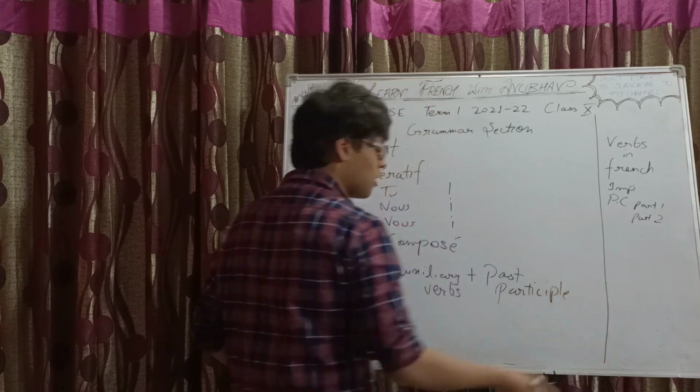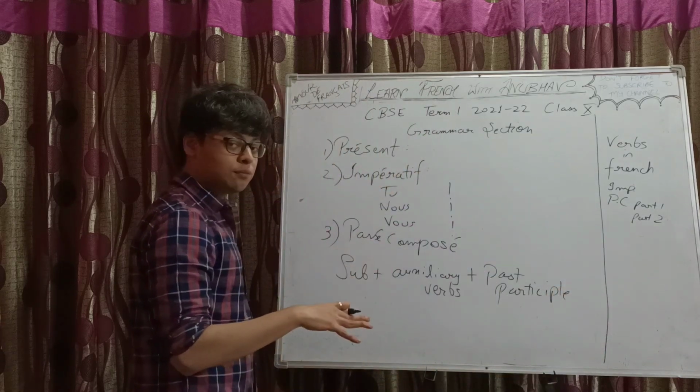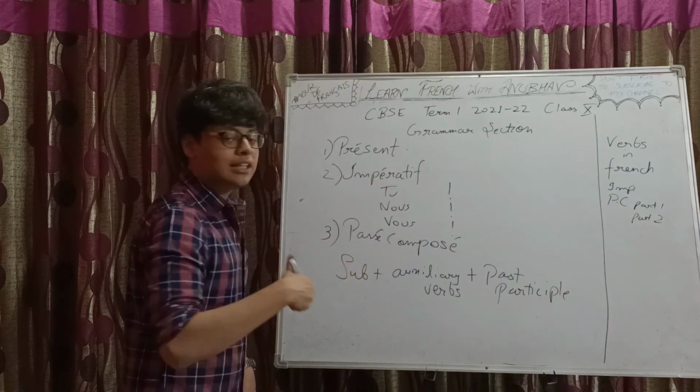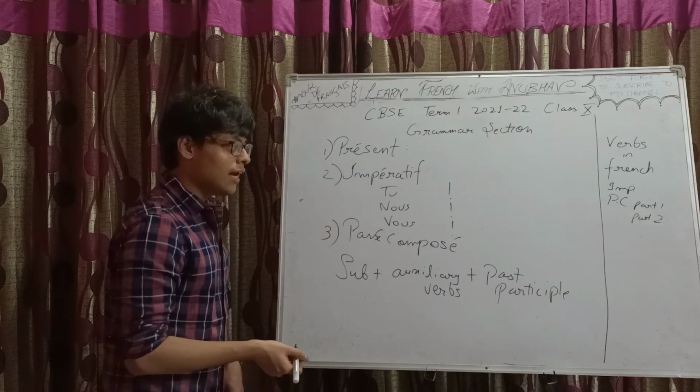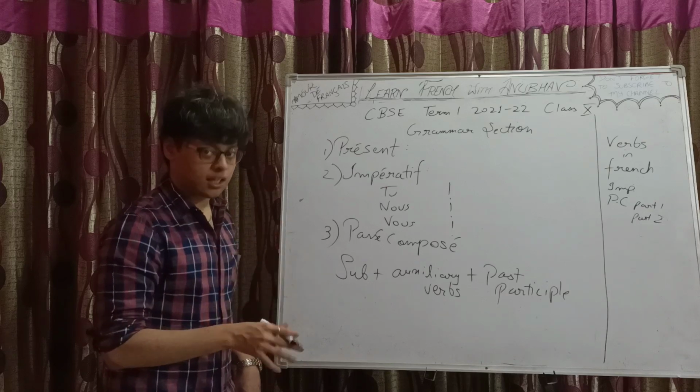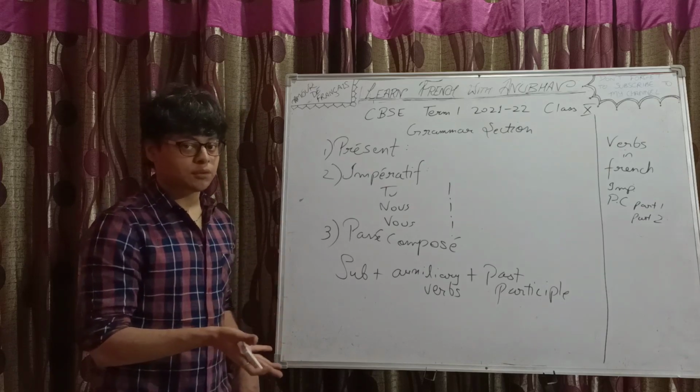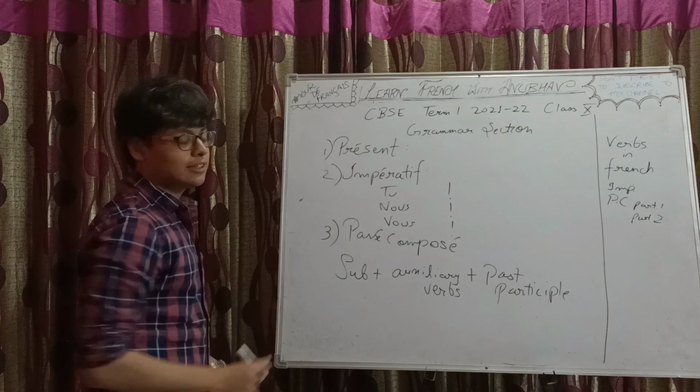Past participle: each verb has its own past participle. There are some exceptions, but some can be formed easily. For example, for an ER ending verb, just remove the R and add the É, like that. For an IR ending verb, just remove the R. But there are some exceptions as well. All those exceptions are discussed in my Passé Composé video.